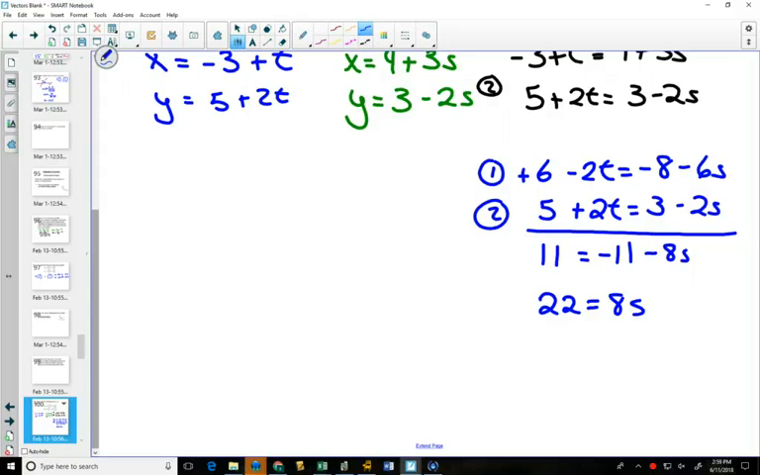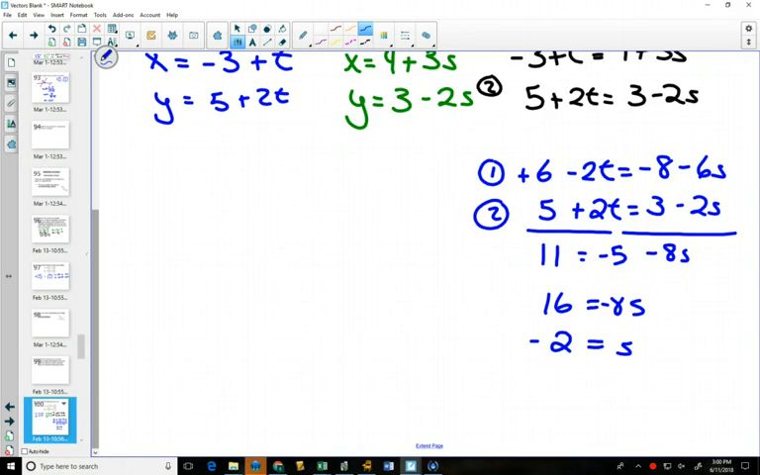Did I make, oh, negative 3 plus 8 is, thank you, negative 5. Yes. And then we get nicer numbers. And there's a negative with the 8. And then it becomes negative 2. So s is equal to negative 2.